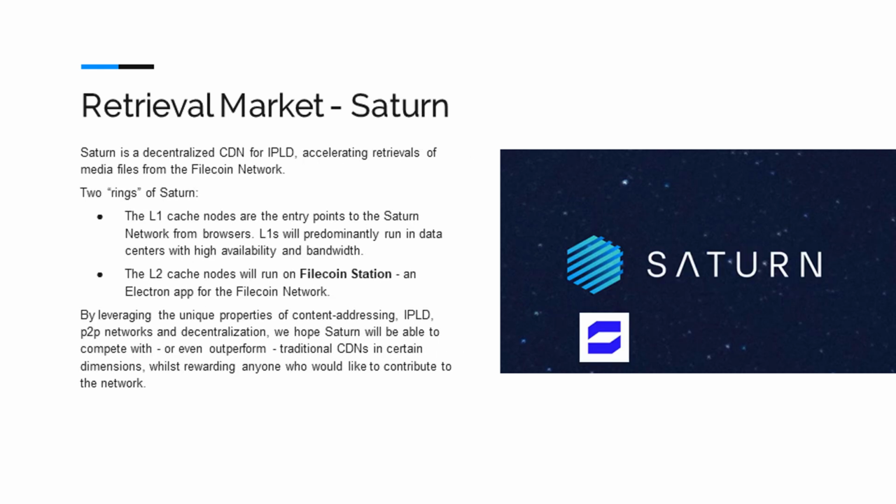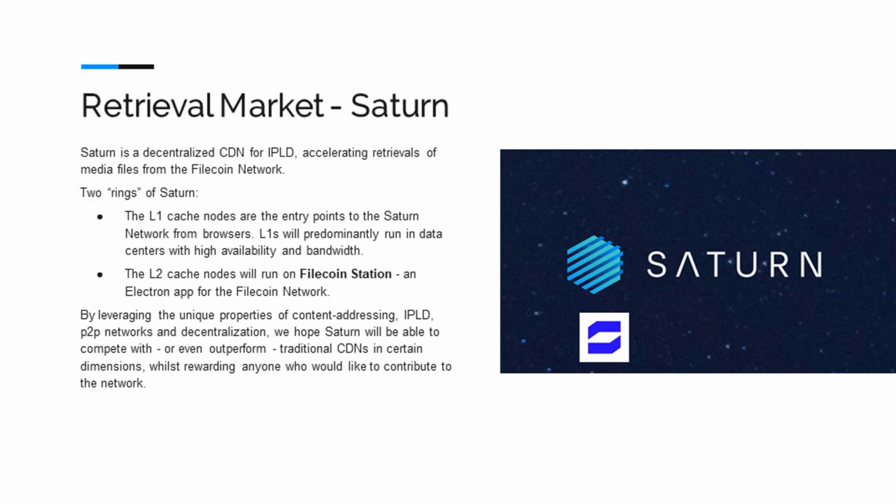Saturn is the decentralized CDN for IPLD, accelerating retrievals of media files from the Filecoin network. In its initial form, there are two tiers of Saturn: the Layer 1 cache nodes and the Layer 2 cache nodes. The Layer 1 cache nodes are the entry point to the Saturn network from browsers. Layer 1s will predominantly run in data centers with high availability and bandwidth.